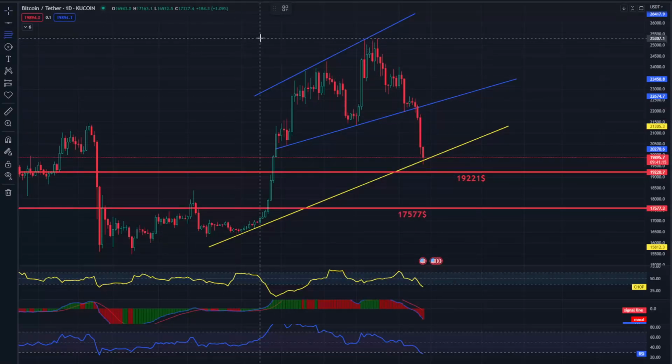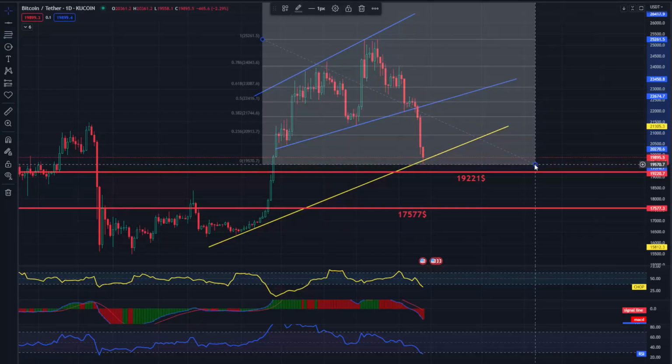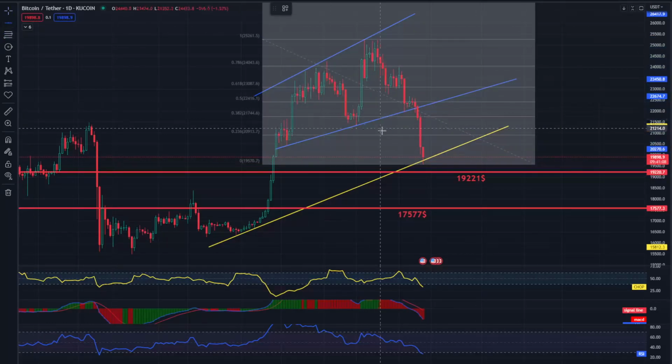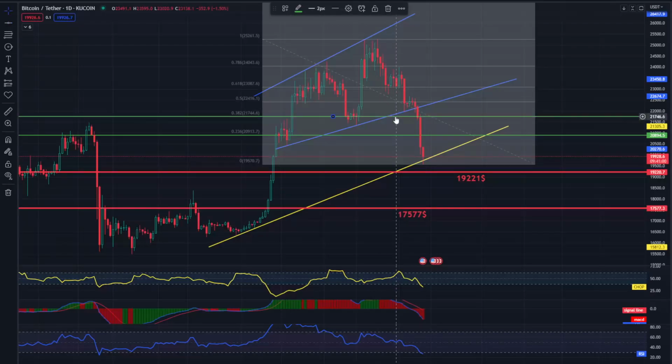Looking the other way, in a similar way using the fib retracement tool, we can determine the places of resistance. First resistance at $20,895, second resistance at $21,747, third resistance at $22,401.